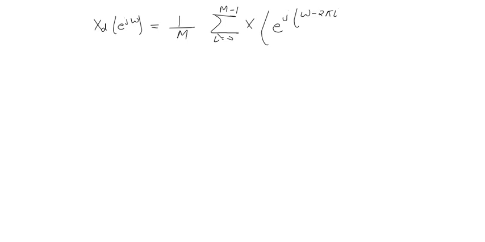So this will be Xd of e to the power j omega. We can write it as 1 upon m, sum over I equals 0 to m minus 1, that is the extra thing, X of e to the power j omega minus 2 pi I upon m. So what is the meaning? This is the discrete or sampled spectrum, and it is scaled by omega by m, and this is the shifted version.